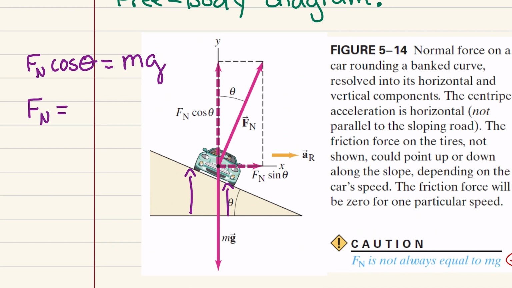The normal force is going to be equal to mg over cosine theta. Now you might think, well, isn't the normal force usually just equal and opposite to gravity? Yes, generally that's true on a level surface, but this isn't a level surface. Our car is now on an incline, so that's going to affect how much normal force we have. And in this case, normal force is going to be equal to mg times cosine theta.